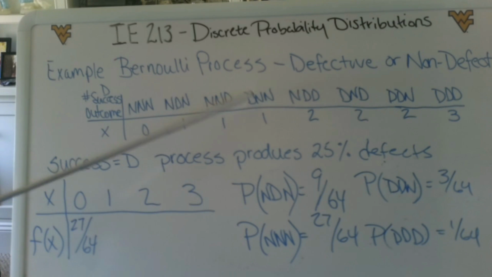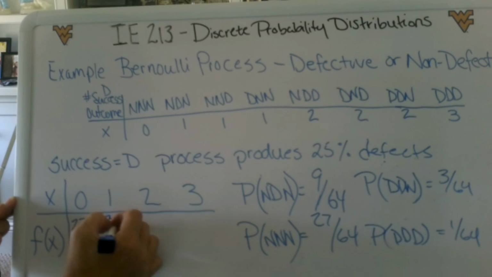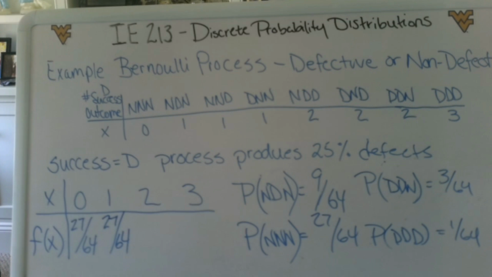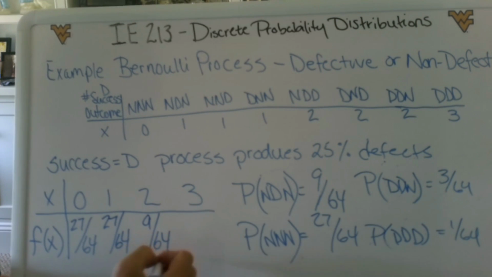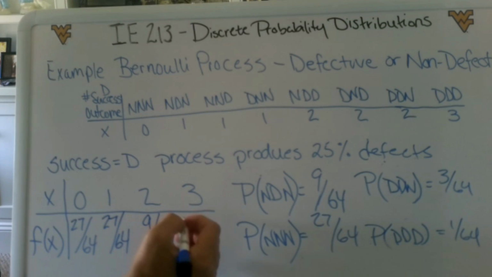Well, there's 1, 2, 3 ways to get 1 defect. And 1 defect is 9/64. So if we take 9/64 times 3 ways, we have 27/64 is the probability of 1 defect. So the probability of 2 defects, it's 1, 2, 3 ways times this probability of 3/64. That makes that 9/64. And then there's 1 way to get 3 defects, and that's 1/64.